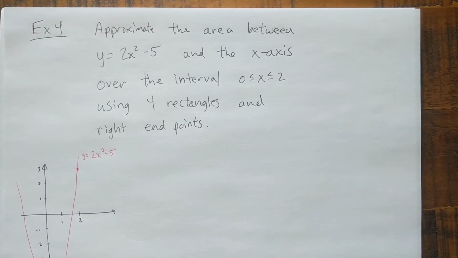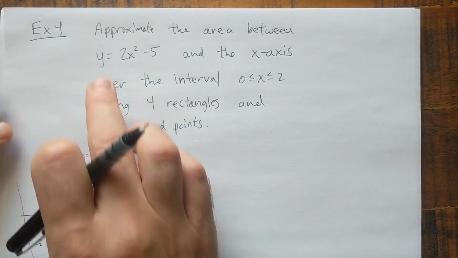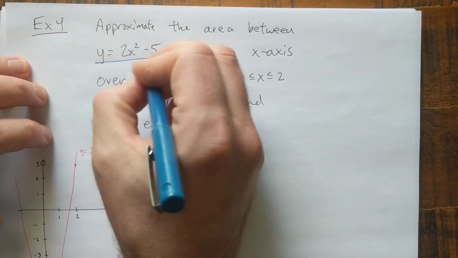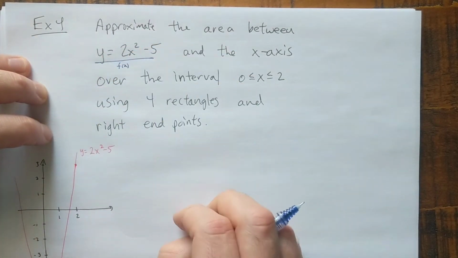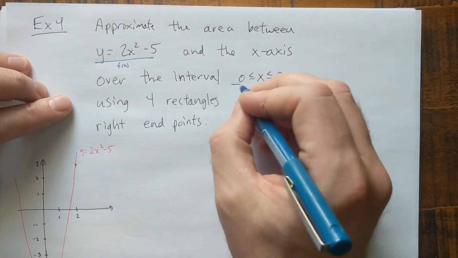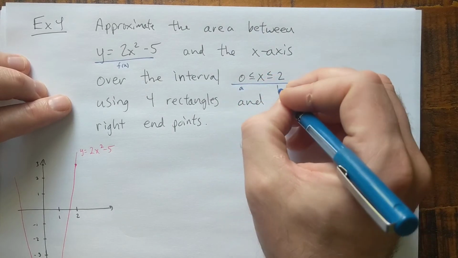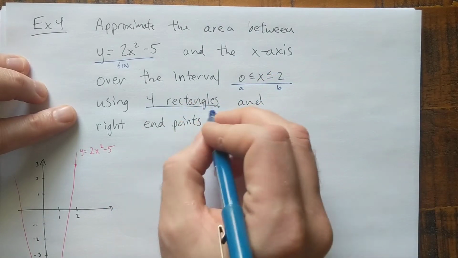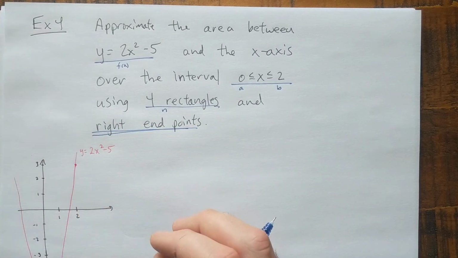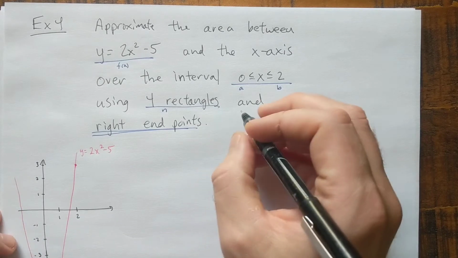All right, this is going to have a couple new features. We're going back to polynomials. So our f of x is 2x squared minus 5, and we're going to the x-axis over the interval 0 to 2, so this is a and b. We're using 4 rectangles. So here's my n, and we'll need to use this at the end when we choose our sample points. So let's start by computing delta x as always.